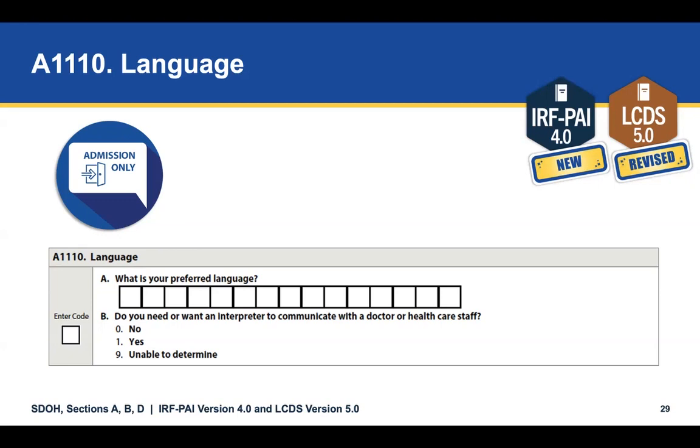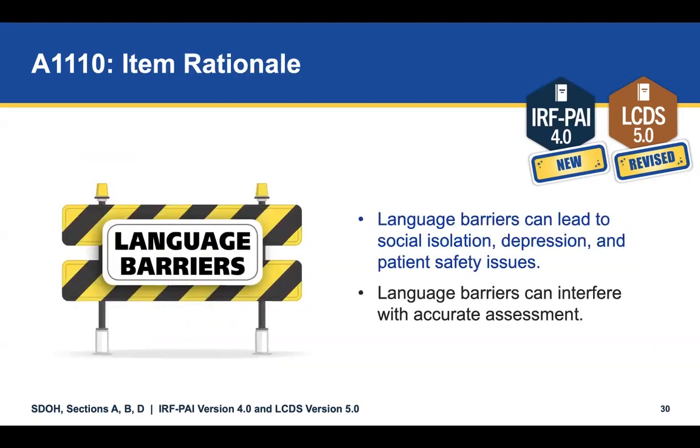Like the prior two data elements, language is collected only on admission as close to the time of admission as possible. And here you see the snapshot of the data element as it appears in the IRF-PAI on page 4 of the admission section and in the LCDS on page 4 of the admission assessment. Noted here in the item rationale, the new and revised language in the IRF-PAI and LCDS manuals state that language barriers can lead to social isolation, depression, and patient safety issues, as well as potential interference with accurate assessment of the patient.